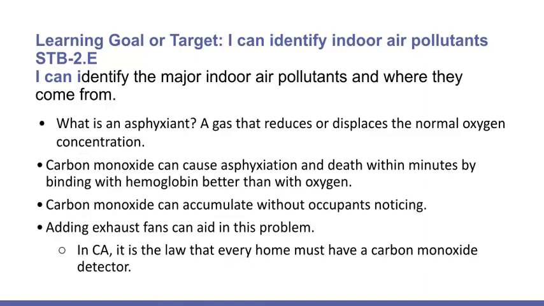To understand carbon monoxide, you need to know what an asphyxiant is, because carbon monoxide is an asphyxiant, which is a gas that reduces or displaces normal oxygen concentration. Carbon monoxide can cause asphyxiation and death within minutes by binding with the hemoglobin better than oxygen. So hemoglobin is a protein in your blood that binds with oxygen and carries it to all your cells. If there's carbon monoxide, it's going to bind better, and then all your cells are starved of oxygen and you die. Carbon monoxide poisoning can happen without people in a house noticing.